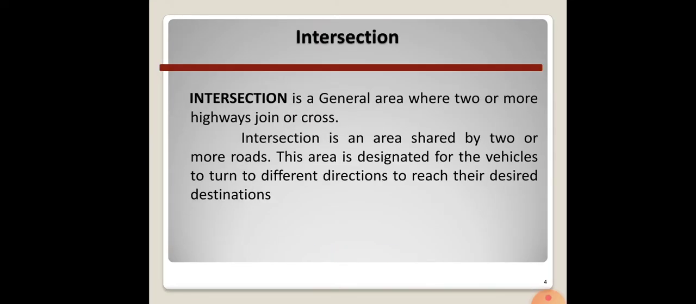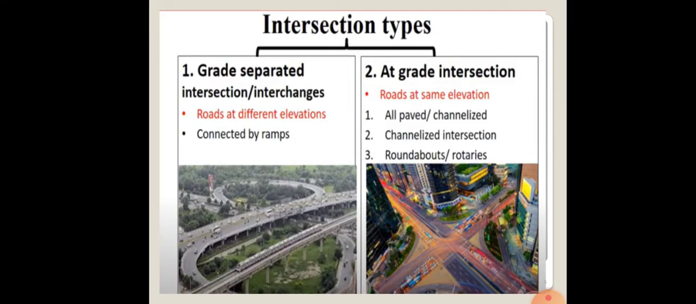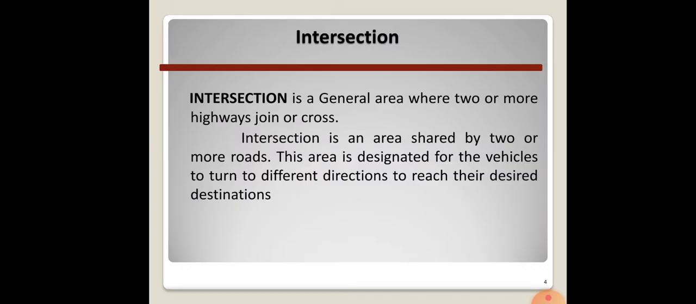And also we can say that an intersection is a common area, and here at this point what happens is the vehicles that are moving in different directions would want to occupy some space for some time before they turn the directions.